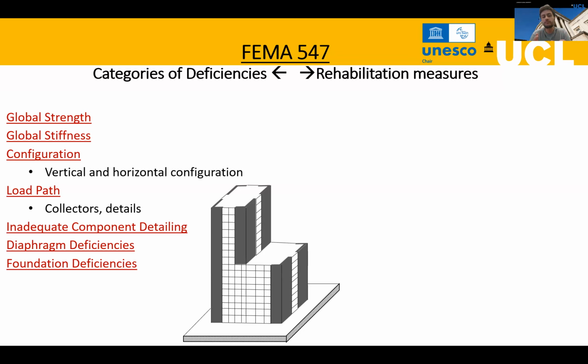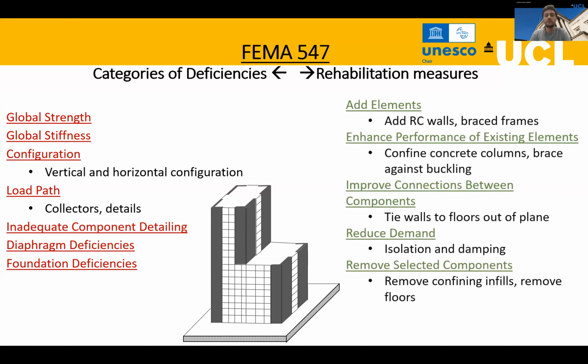This was seen in many, many previous earthquakes, problems with the detailing of the rivets. And diaphragm deficiencies and foundation deficiencies. We also saw some of those buildings that were tilted because of problems with the foundation. In those cases, and for each one of these deficiencies, there should be a rehabilitation measure. And the FEMA 647 presents a correlation between them. And we are going to see throughout this presentation that relation precisely.